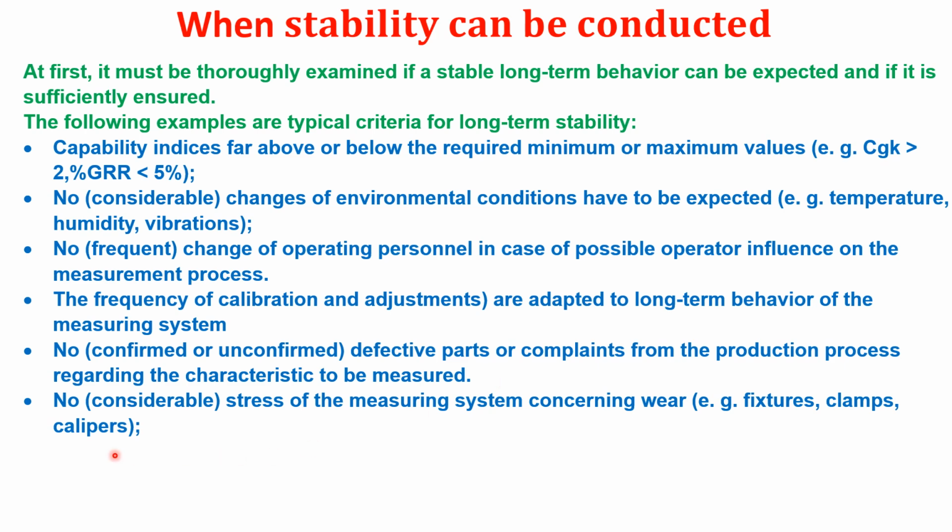There should be no considerable stress on the measurement system concerning wear, for example fixture, clamp, caliper. So there should not be wear. If these criteria are met, then definitely you can go for the stability test, and by the stability test you can decide what the frequency should be, whether it can be increased or not. If the system itself is not stable at the beginning, then why go for the stability test? You go for the calibration and readjustment if required.